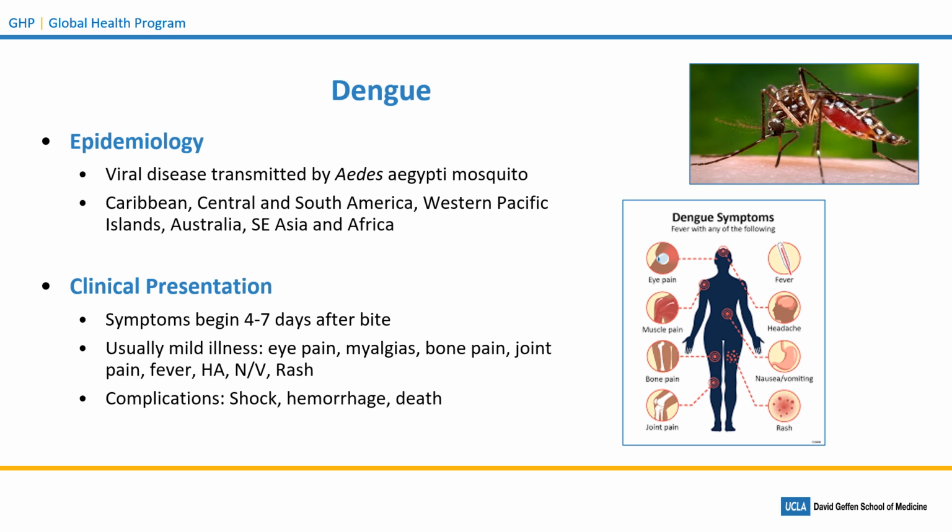Symptoms usually begin about 4 to 7 days after a mosquito bite, and those symptoms generally are mild, including myalgias and bone pain, joint pain, fever, headache, rash, but as you well know, there are quite serious complications that can arise, including shock, hemorrhage, and death.